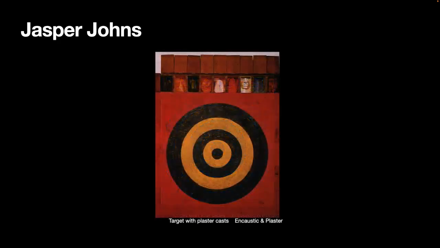This is another of the Target pieces. He had done quite a few of these. This is the plaster cast Target from 1955. Again, it's an example of how he transforms familiar images into tangible objects. It's probably one of the first paintings and sculptures combined. Using wax and encaustic, the artist builds up the surface while making concentric circles less precise and more tactile.